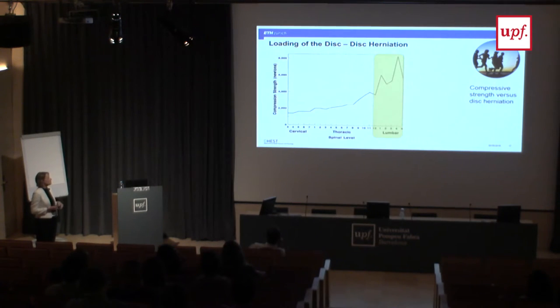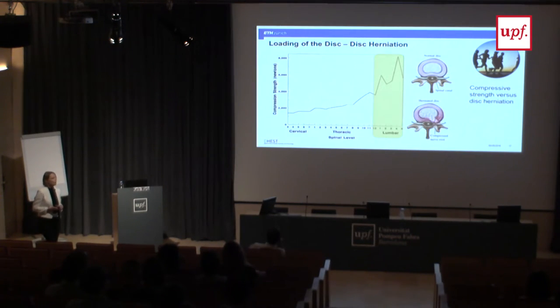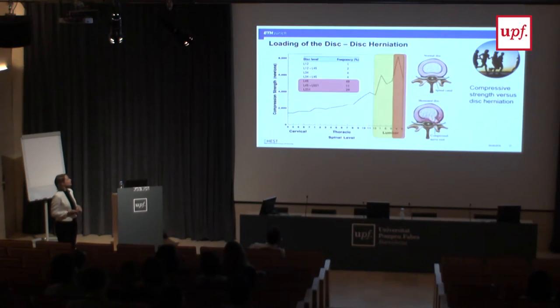So this is the one that we've seen before, and if you look now at disc herniation and where that happens mostly, then you can actually see that the areas where you have these high peaks of mechanical loading are also the areas of the spine where you see disc herniation most frequently. So that indicates that loading actually plays a role, but it's certainly not the only aspect that plays a role in disc pathology.